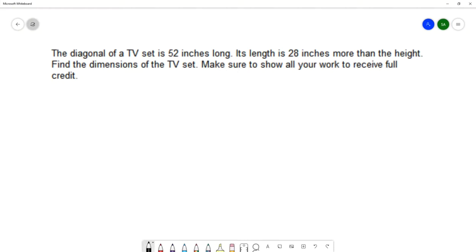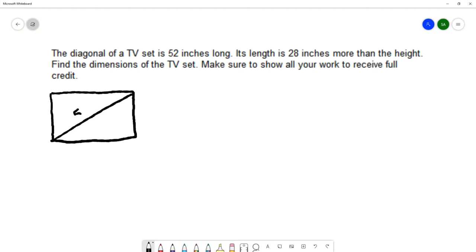So I'm going to draw a picture so we can label some information to start. We're going to have a television set, which has a diagonal of 52 inches. The television set is a rectangle. And it's also stated here that the length is 28 inches more than the height. So let's say this is the height, and the length is 28 inches more than that height. And we want to find the dimensions of the TV set.